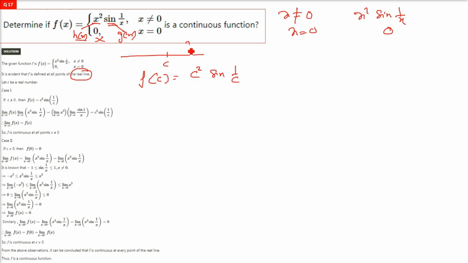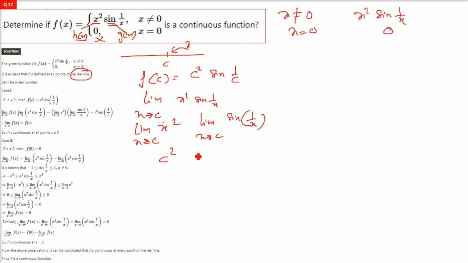There are two steps you have to take, because one is x not equal to 0, and one is x equal to 0. So you have to check for both of these functions. The first is when we have x equal to c, that is, limit x tends to c, and we apply the limit in both the functions. So limit x tends to c for x square, and limit x tends to c for sine 1 by x. What is the limit x tends to c for x square? It is of course c square, because there are no undefined values. So we have c square, and here also sine 1 by c.